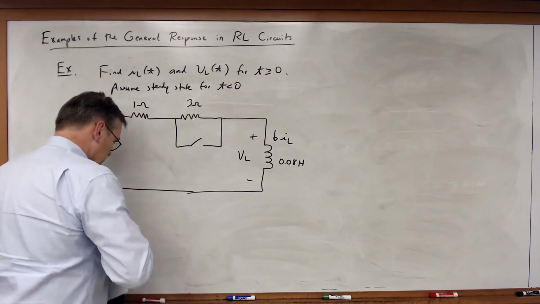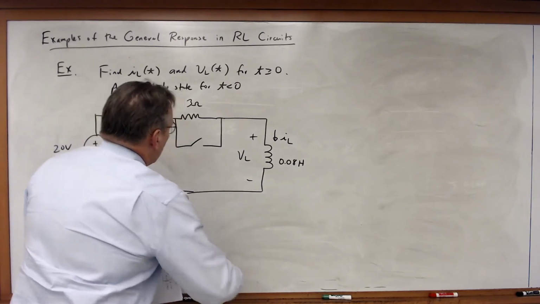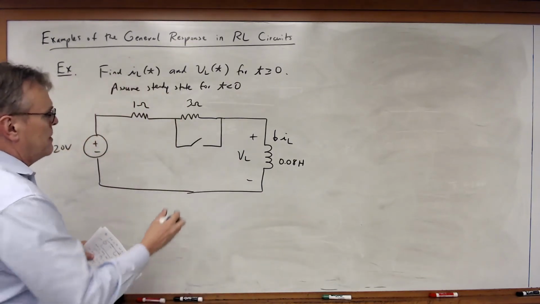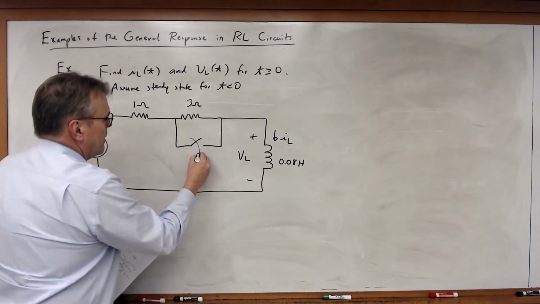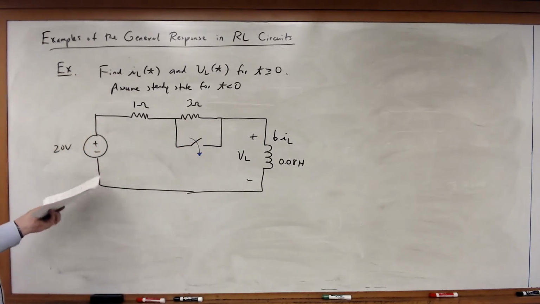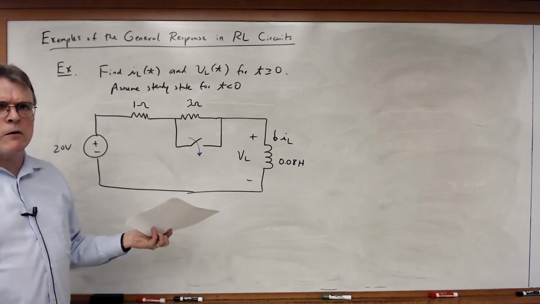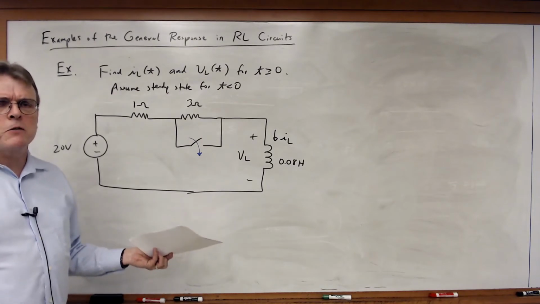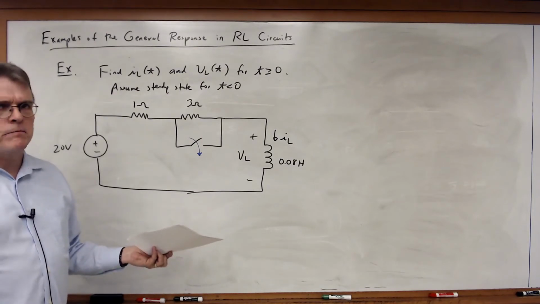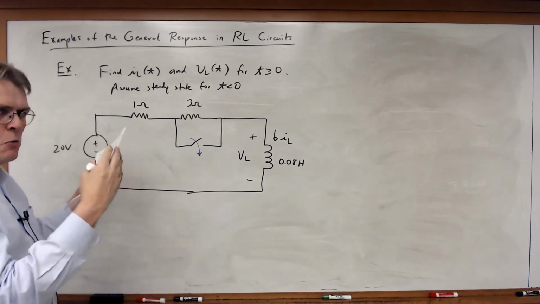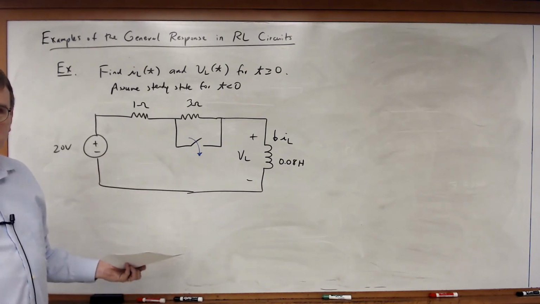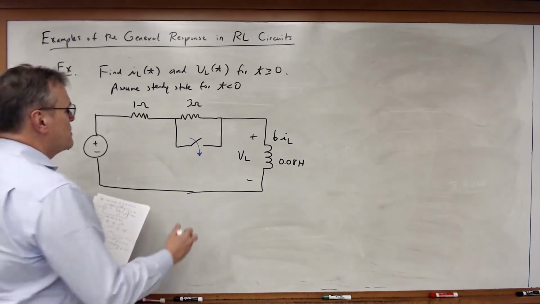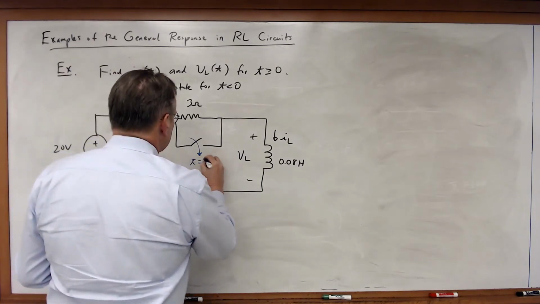So here I've got an interesting circuit where there's only one source. And you look at that circuit and you might think, well, gee, if there's only one source, this must be either a natural response or forced response circuit. Don't make that assumption. Let's work it. Let's use the general response solution and work it. So in this case, this switch is going to close at t equals 0.